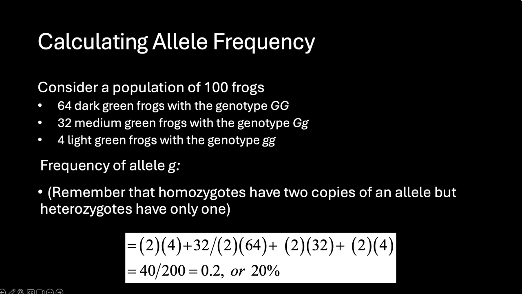Next, our heterozygous frogs also have some little g alleles, and those 32 frogs have 32 little g alleles. So we add those in too. This gives us a total of 40 little g alleles out of 200 alleles in the population of 100 frogs. Again, remember that our 100 frogs have two alleles each, thus 200 alleles. So the math becomes 40 divided by 200, which equals 0.2 or 20%. So the little g allele is 20% of all alleles in the population.